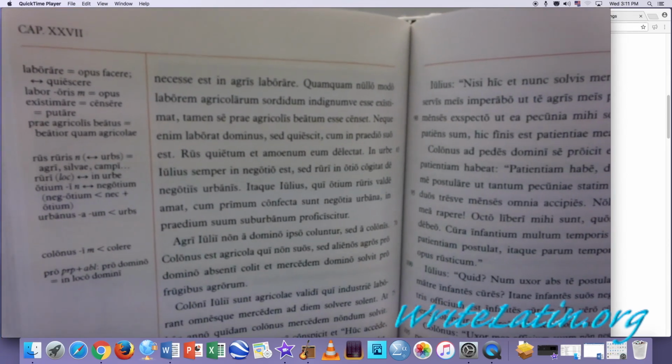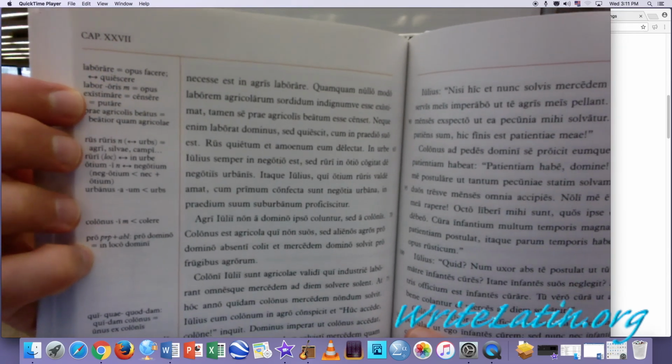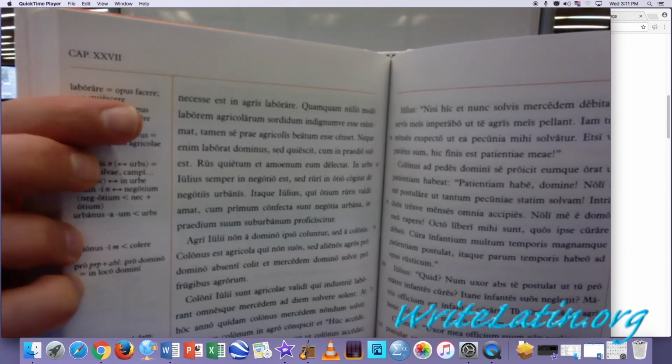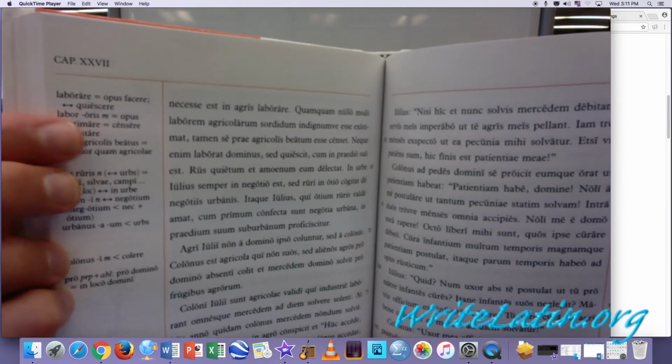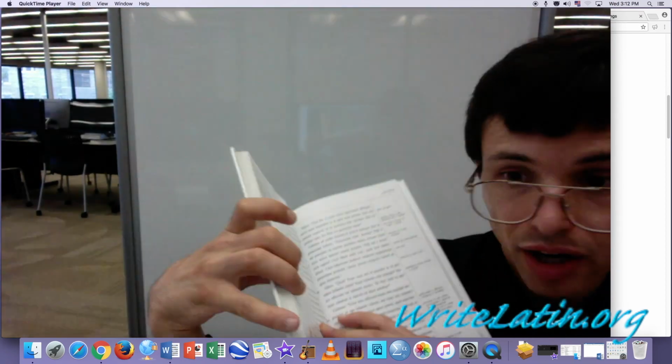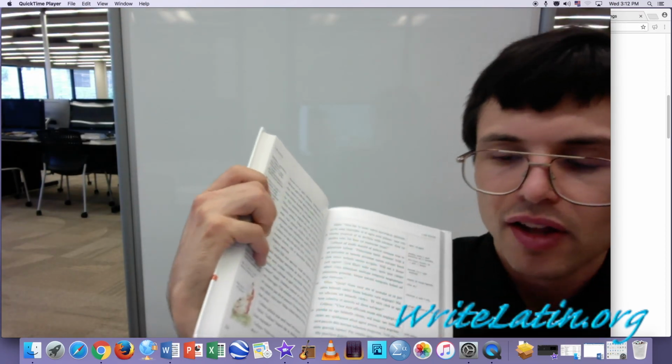Well, the margin. So the margin, you would have come over here and realized, oh, it equals censere, and it also equals putare. So if you know what censere and putare mean, then you got it. So that's how this works.